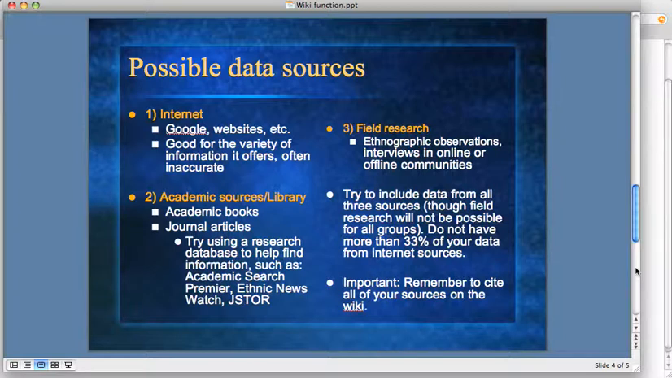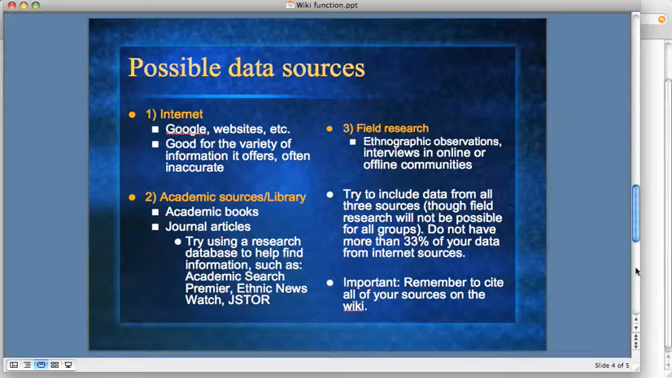The second source is academic sources, or the library. So this includes academic books as well as journal articles. I'm going to suggest a few databases that I like. I really encourage everyone to work with the online journals that you have access to through the CUNY library system. Some of the databases hold a collection of sometimes thousands of different journals, newspapers, magazines, etc. So you can search for your topic through them. They are Academic Search Premier, Ethnic News Watch, JSTOR, but I encourage you to look through them as well.